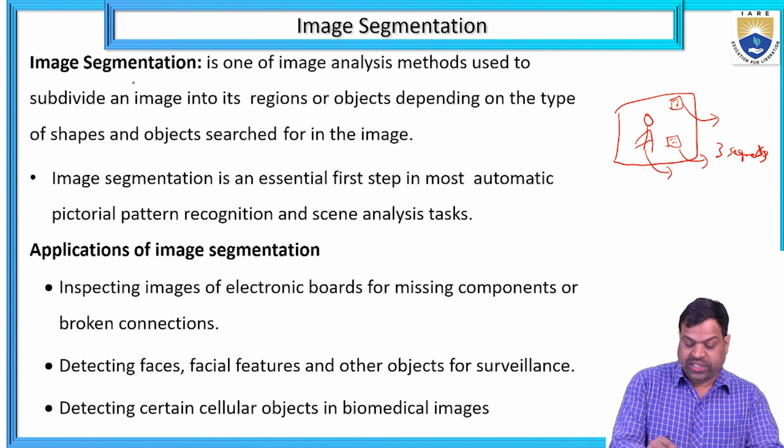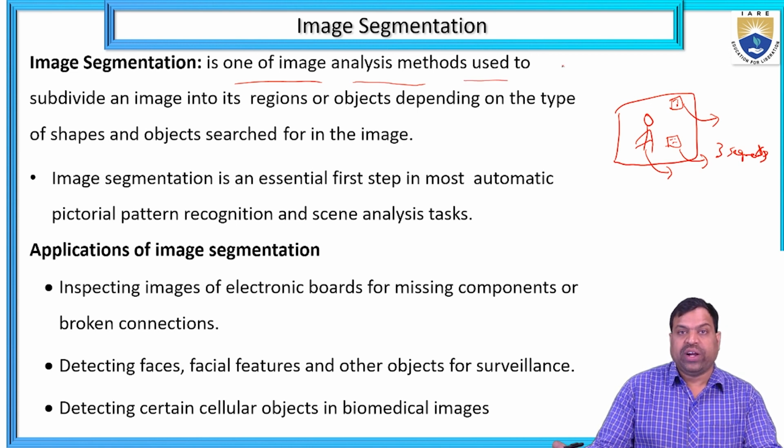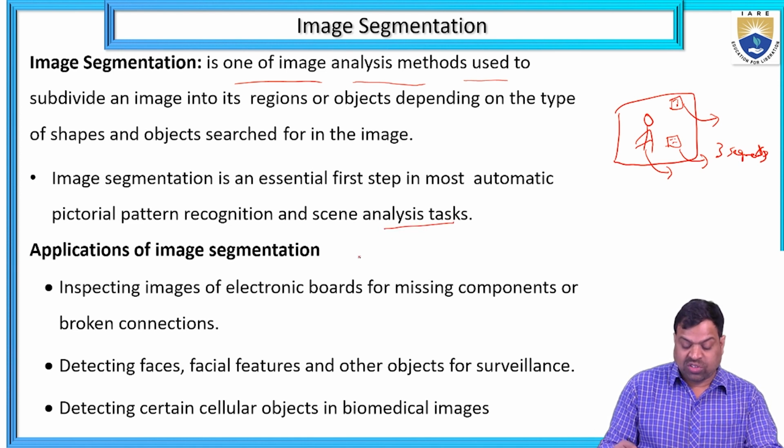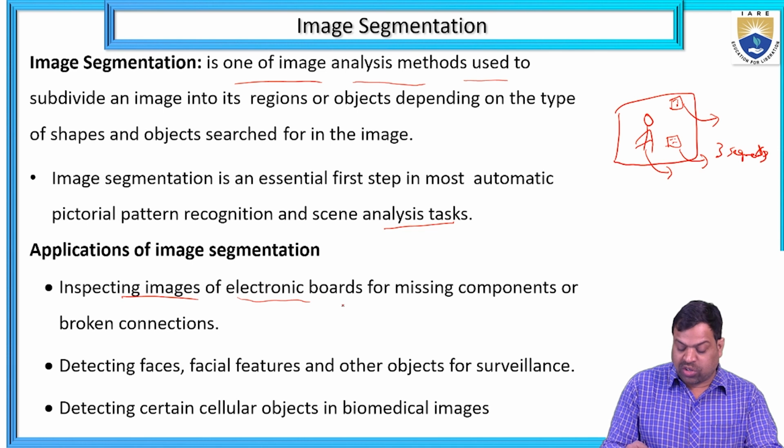So it is the image analysis method used to subdivide an image into its regions or objects depending on the type of shapes and objects searched for in the image. Image segmentation is an essential first step in most automatic pictorial pattern recognition and scene analysis tasks. There are different applications for using image segmentation. Inspecting the images of electronic boards for missing components or broken connections.